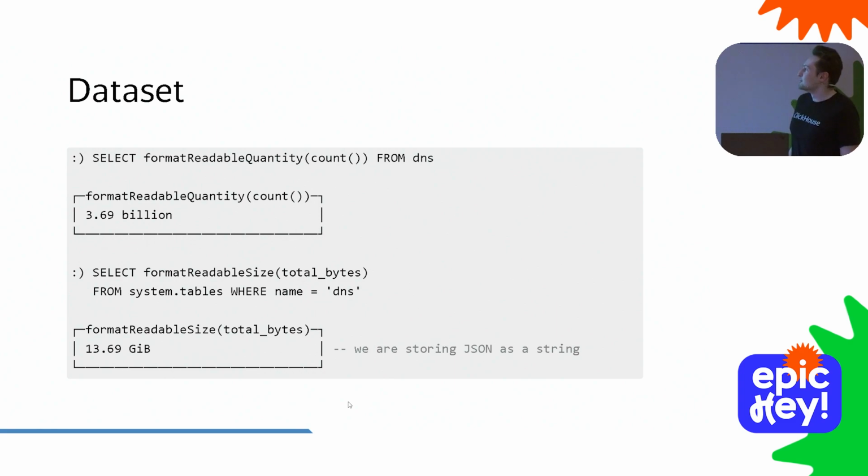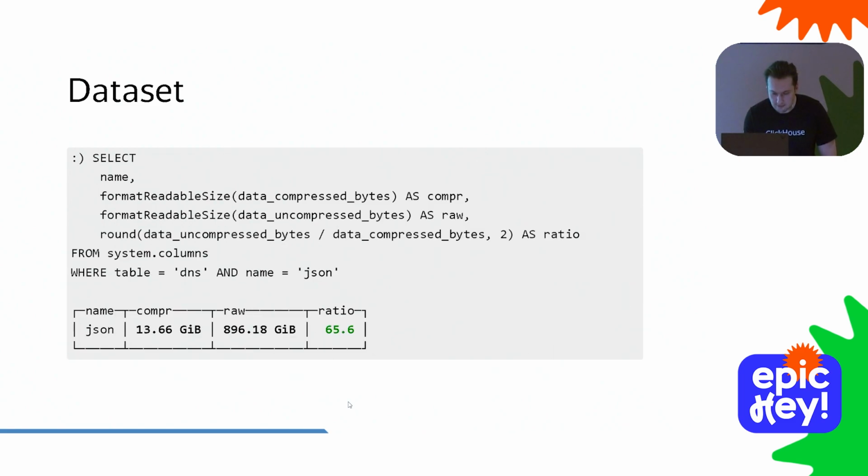Okay, how does it look? 3.69 billion records and about 13 gigabytes. So it is like 4 bytes per record. And it is to store this JSON response as a string. So pretty good compression rate, but probably it could be better. If I check the sizes of columns, this JSON is 13 gigabytes compressed, almost 900 gigabytes uncompressed, and the ratio is 65 times. Not bad.